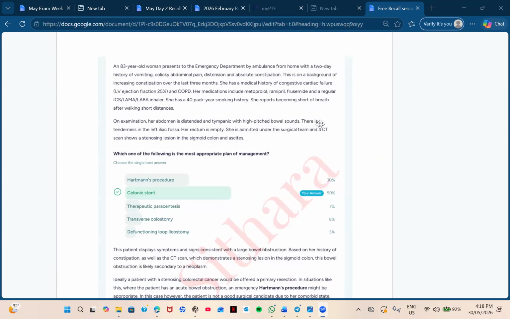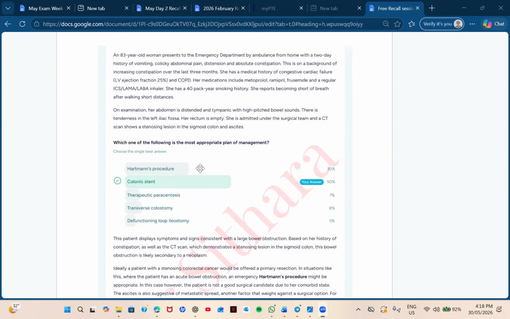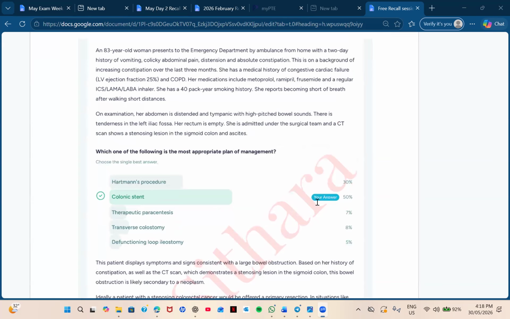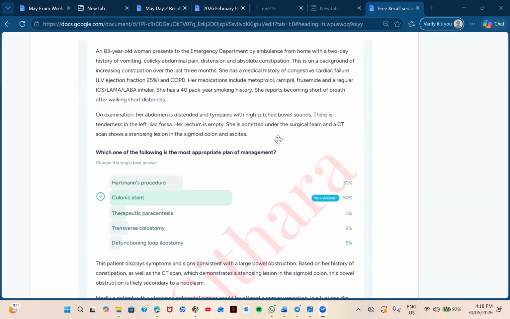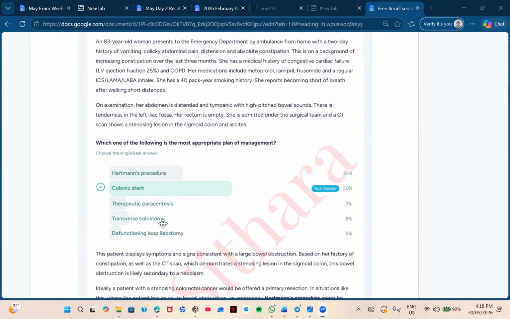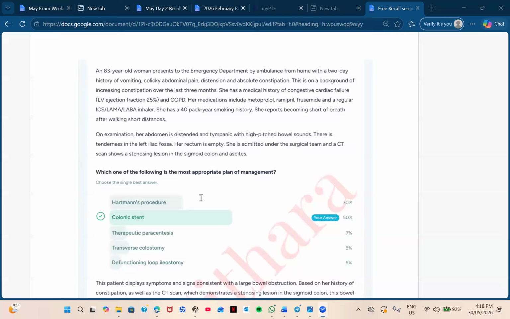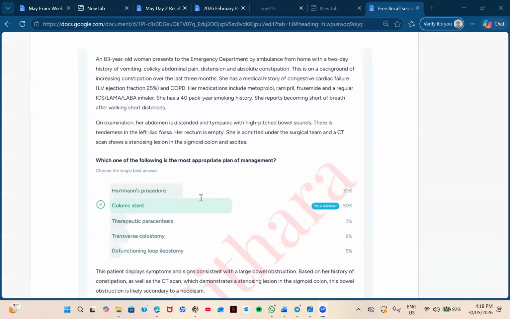She reports becoming short of breath after walking short distances. On examination, her abdomen is distended and tympanic with high-pitched bowel sounds. There is tenderness of the left iliac fossa. Her rectum is empty. She is admitted under surgical treatment, and the CT scan shows a stenosing lesion in the sigmoid colon and ascites. Which one of the following is appropriate management? So why here do we go with the colonic stent? Now explain to me again why colonic stent.